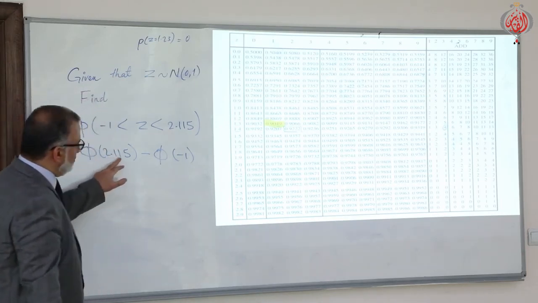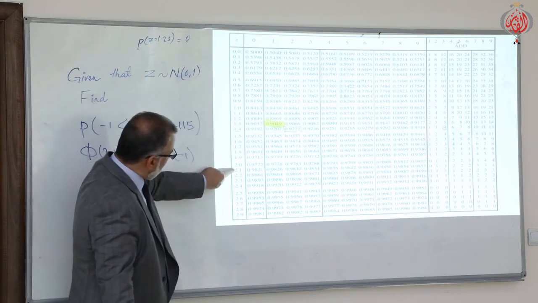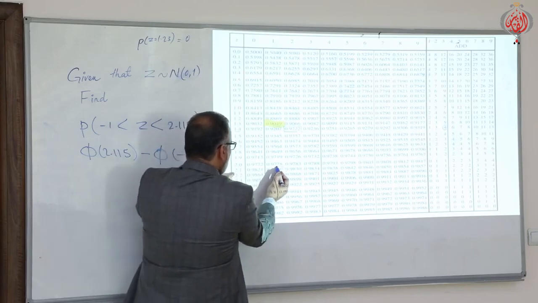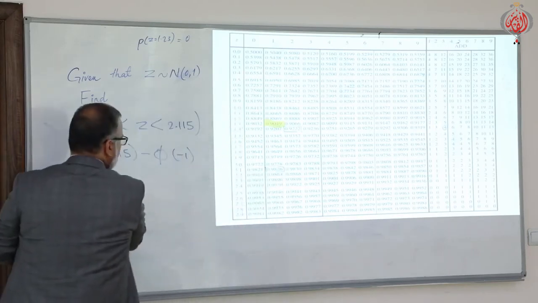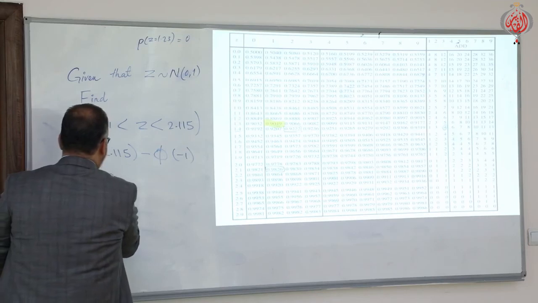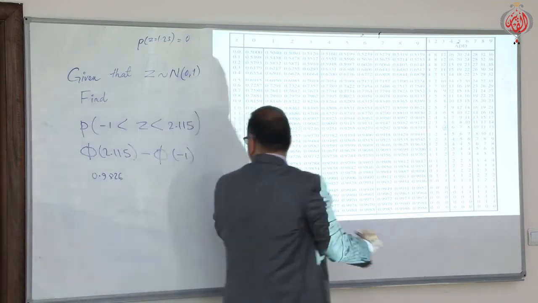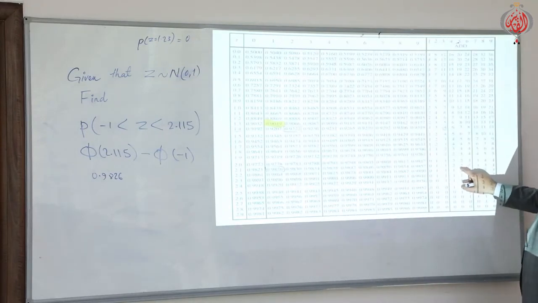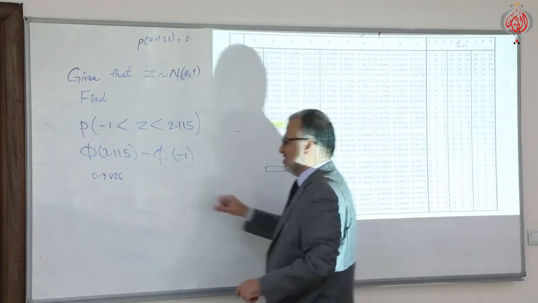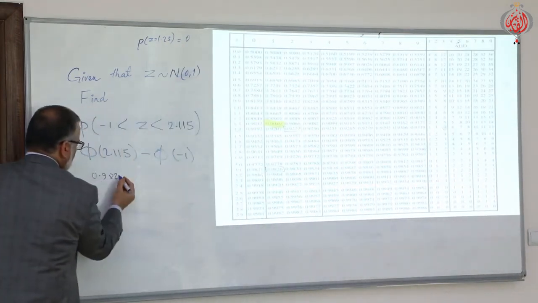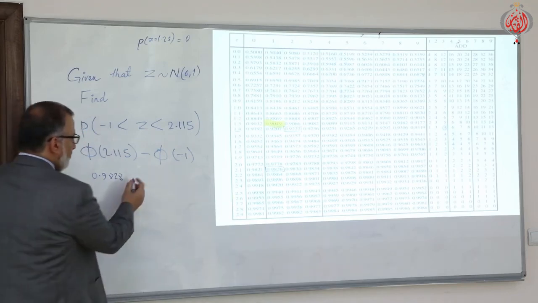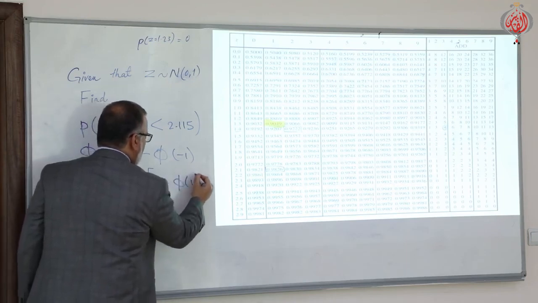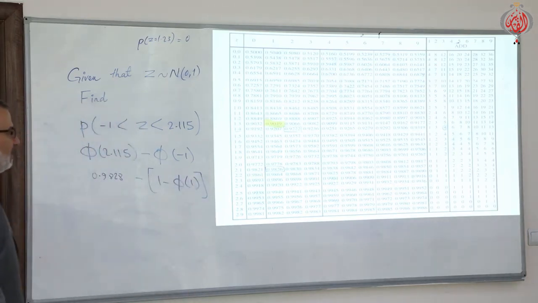So equals 2.115. This is 2.1. Then 1. So that value here, which is 0.9826, I have to add on. I have to add 5. So go to 5, this is 5. You have to add 2 to that value, so it becomes 8 in the last digit. Okay. Minus, what is this? It is 1 minus phi of 1.